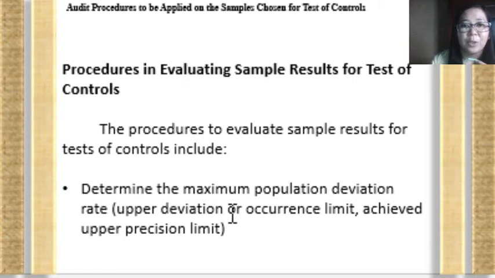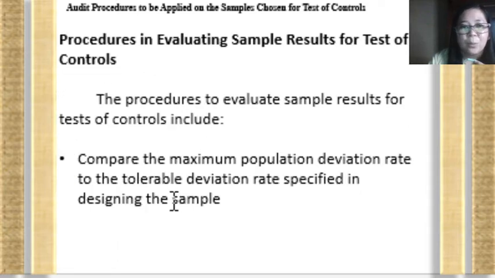Because in this case, this will be compared also with the sample deviation rate. Maximum population deviation rate is the upper limit of the deviation in a particular population where the samples were taken.